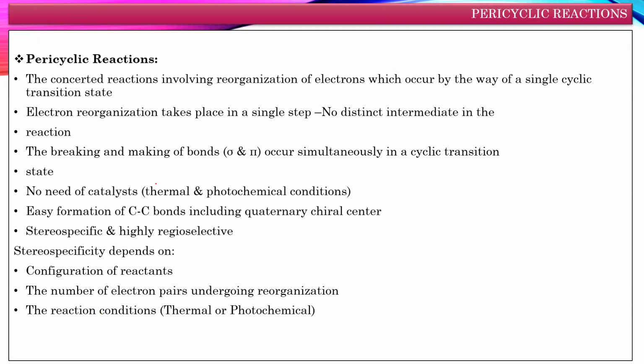And next comes the pericyclic reaction. These are concerted reactions involving reorganization of electrons which occur by way of a single cyclic transition state. Pericyclic reactions involve breaking of pi bonds and forming sigma bonds. There are many types, like electrocyclic reactions and cycloaddition reactions, which come under this topic, right? No need of catalyst. Thermal and photochemical conditions are important. Easy formation of C-C bonds, including quaternary and chiral centers, stereospecific and highly reproducible.